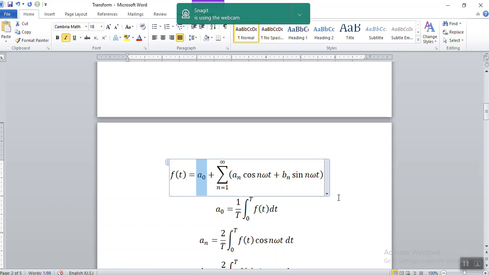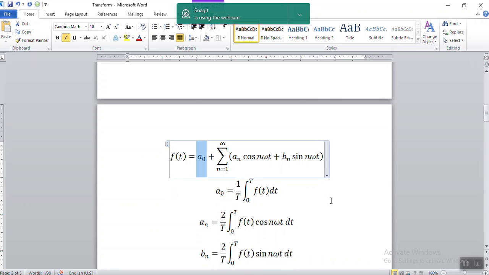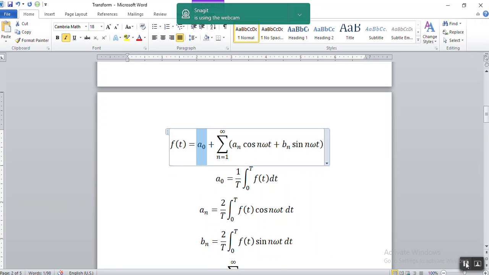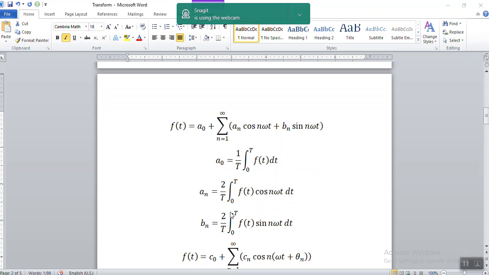Applying those orthogonality properties of sinusoids, we can find the coefficient a naught as 1 by T, integral from 0 to T of f of t dt. Similarly, you can get a n equal to 2 by T, integral from 0 to T of f of t cos of n omega t dt, and b n is 2 by T, integral from 0 to T of f of t sin of n omega t dt.